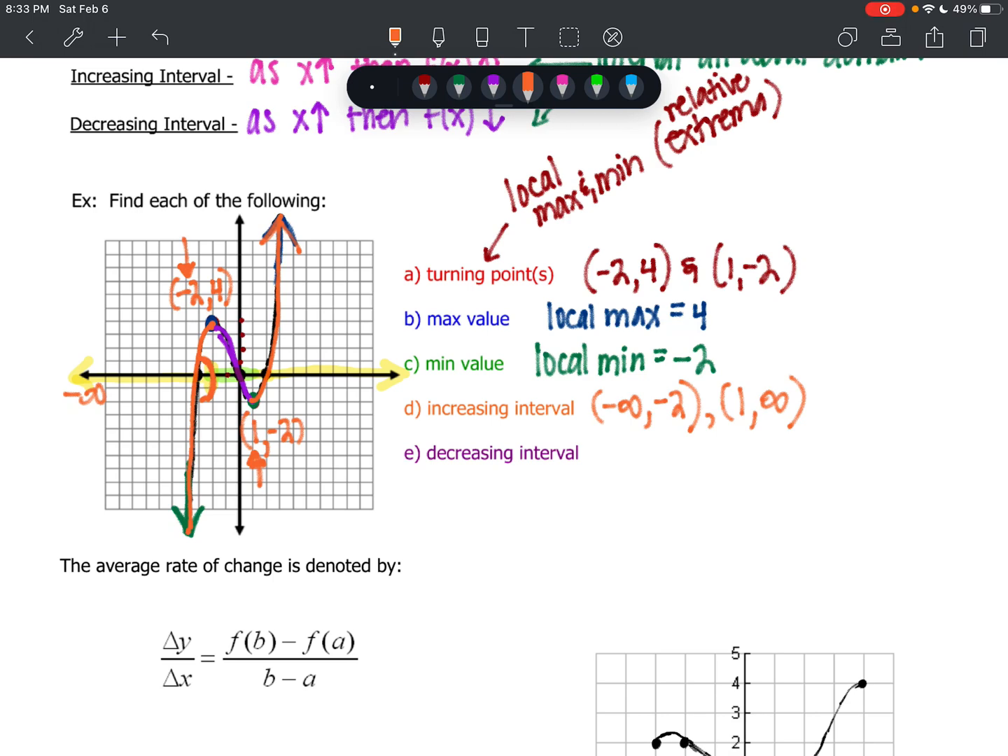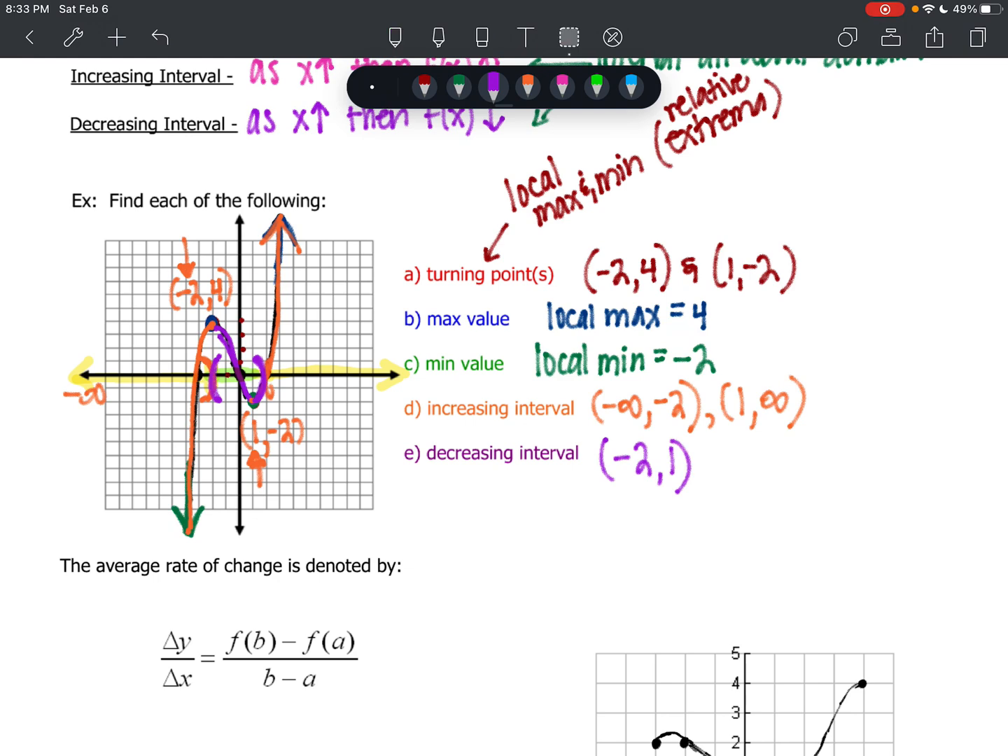The decreasing interval is the interval in between. Right here, see, the interval in between. Let me do this in purple. Right there. So the interval in between would be from negative 2 to 1.